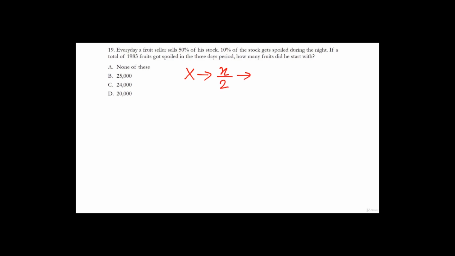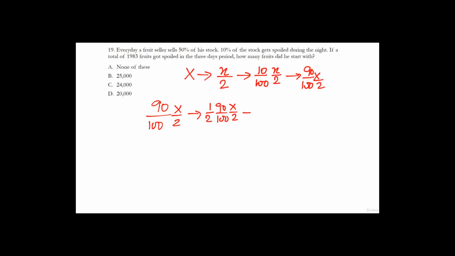The quantity of spoiled fruits on the first day is 10% of X by 2, and the remaining will be 90% of X by 2. So 90% of X by 2 is taken for the next day's sales. In that half of it will be sold. So half of 90% of X by 2 will be sold, which means the remaining will be X by 4.